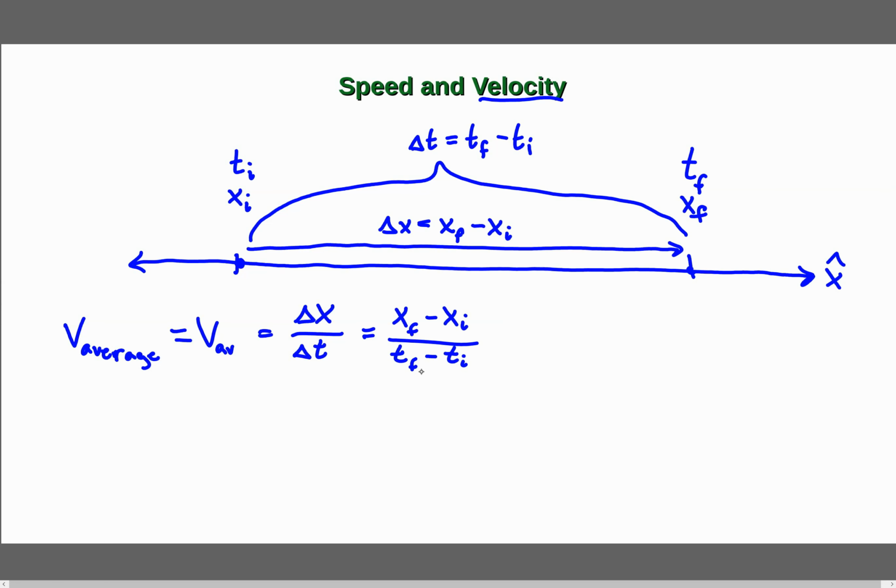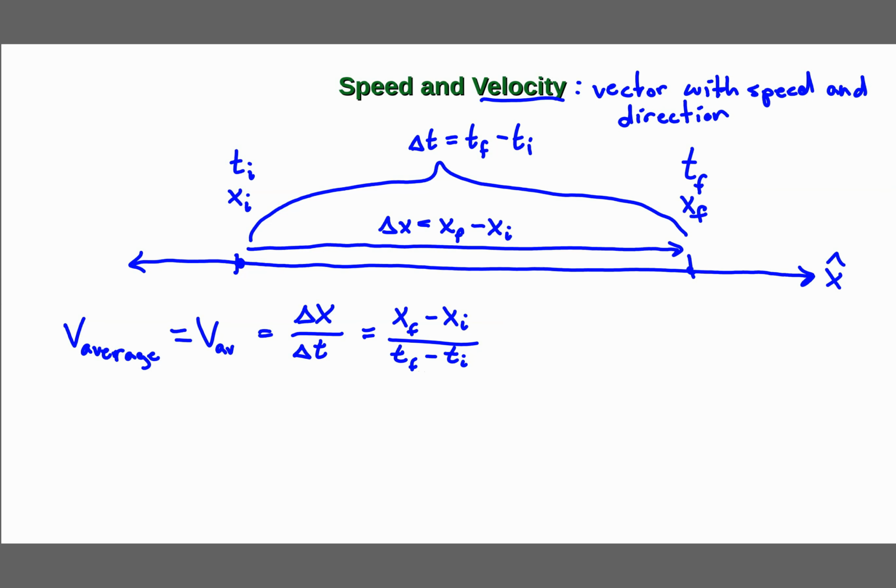So velocity is a vector with speed and direction. And speed is the magnitude of the velocity. So in this case, as our particle moved from left to right, we're going to have some speed with the direction to the right.